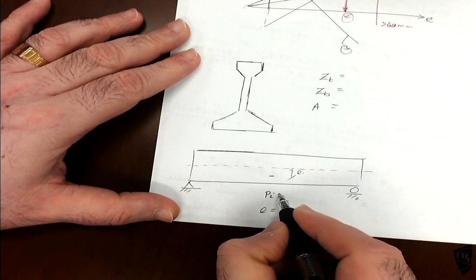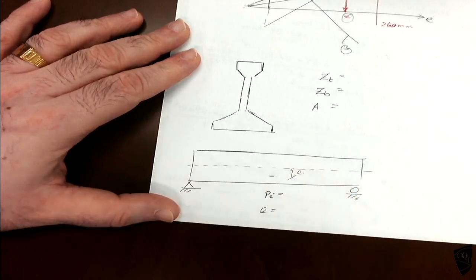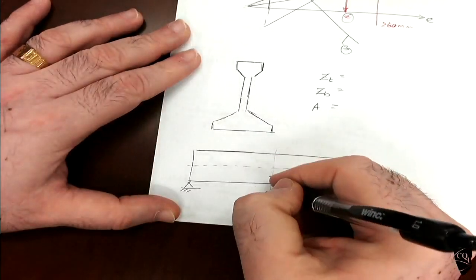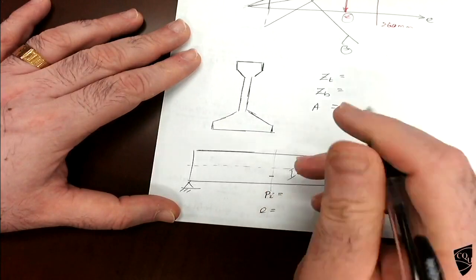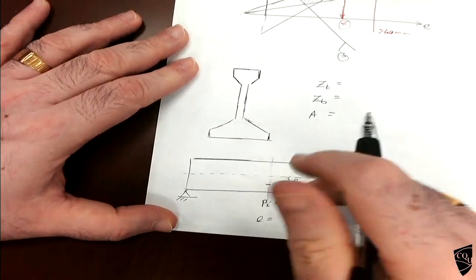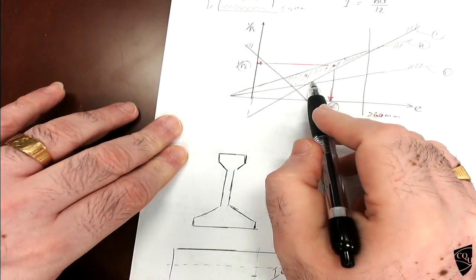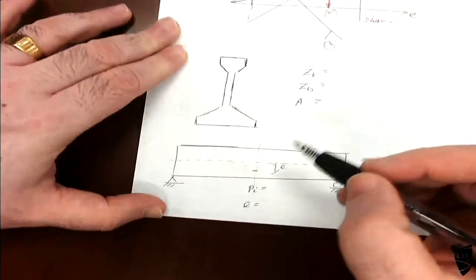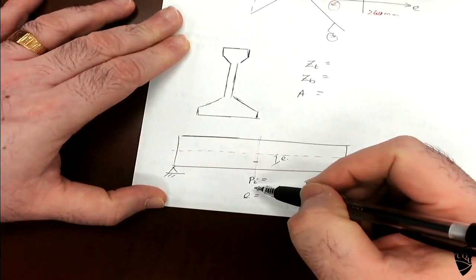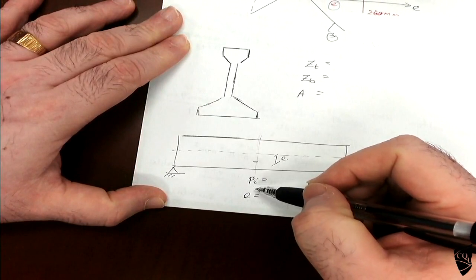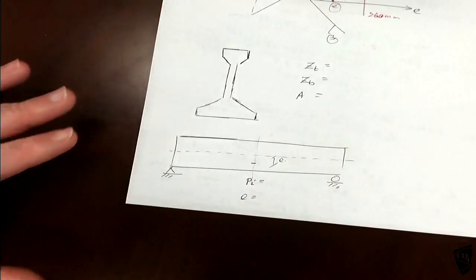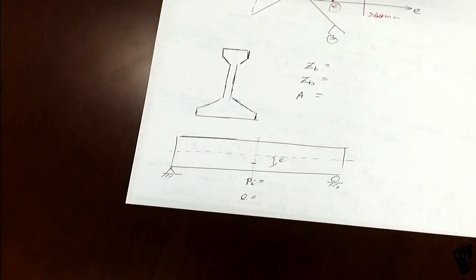This is the critical section, maximum moment. At this location I found the Pi and eccentricity using the Magnel diagram. So if you find that one, now the question is how many wires we need.